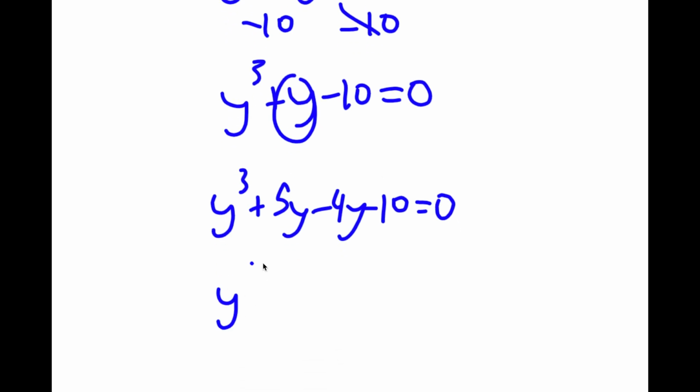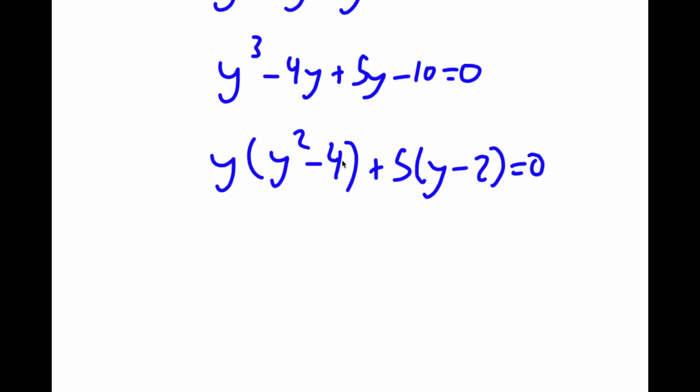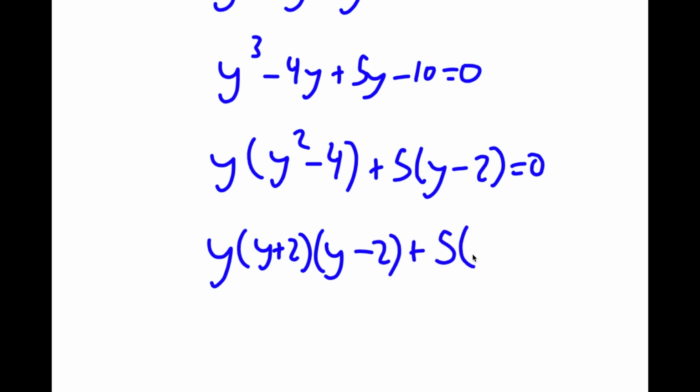Now if I rewrite this in the form y to the power of 3 minus 4y plus 5y minus 10 is equal to 0, I can factor out y, so y times (y squared minus 4) plus 5 times (y minus 2) is equal to 0. y squared minus 4 is the same thing as (y plus 2) times (y minus 2). I have this times, plus 5 times (y minus 2), is equal to 0.